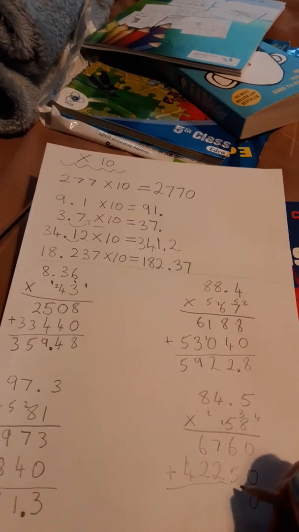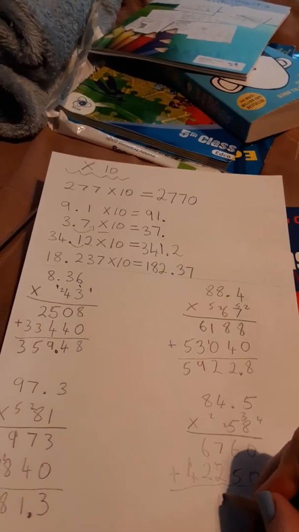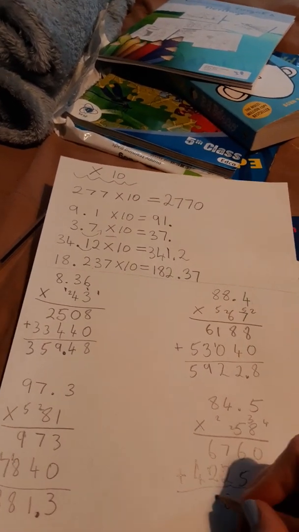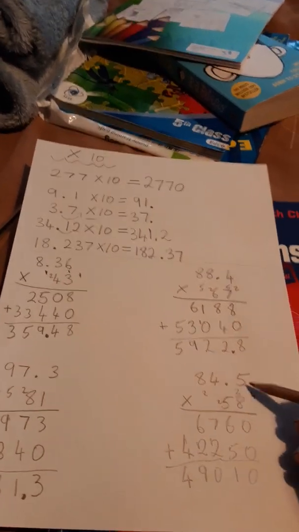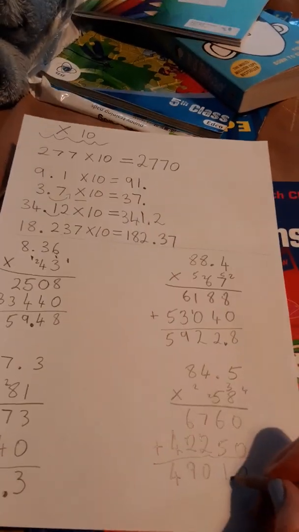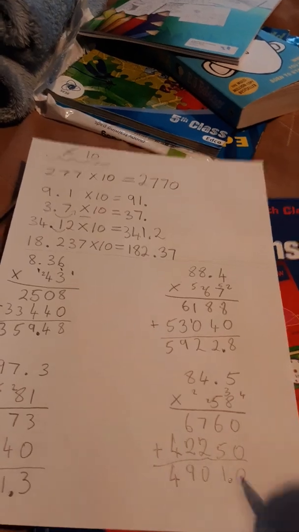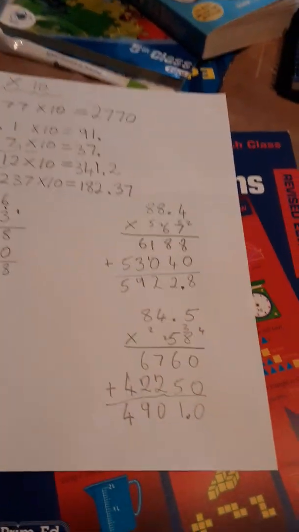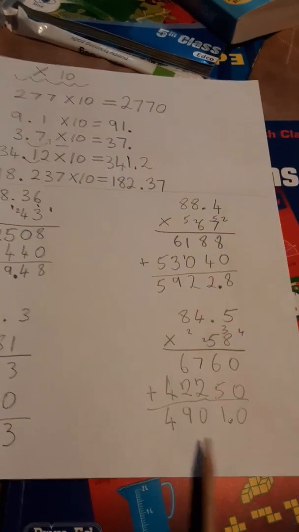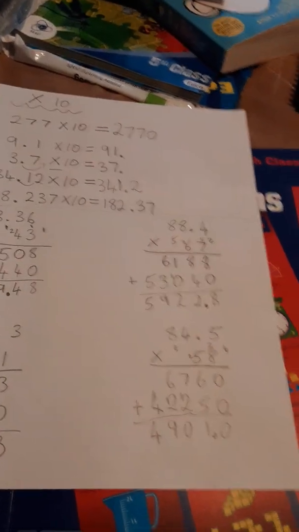0. It's 11. 0, 9, 4. And in this case, there's one number behind the decimal. So therefore, there must be one number behind the decimal in your answer. As it happens, that comes out as a whole number because there's nothing behind the decimal, only a 0.